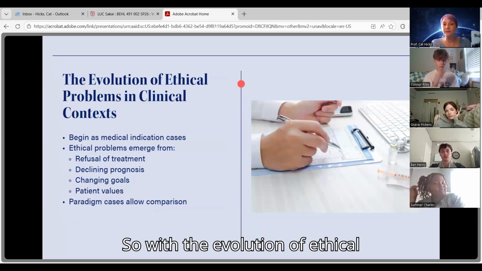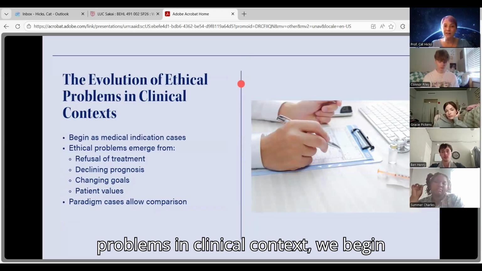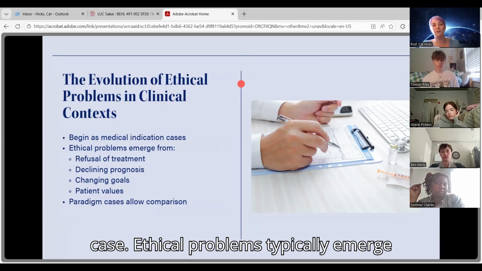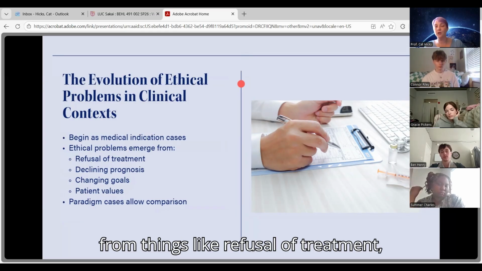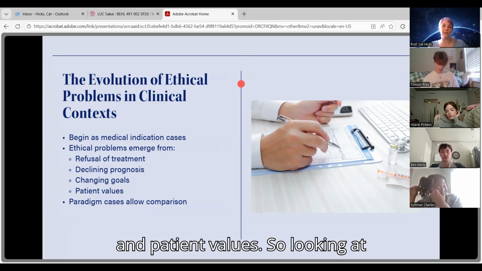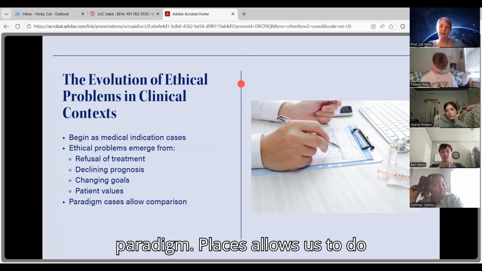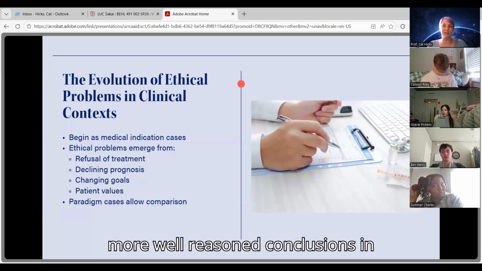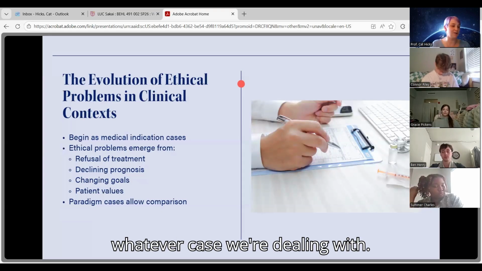So with the evolution of ethical problems in clinical contexts, we begin with the medical indications of the case. Ethical problems typically emerge from things like refusal of treatment, declining prognosis, a changing of goals, and patient values. So looking at paradigm cases allows us to do reasoned comparisons in order to reach more well-reasoned conclusions in whatever case we're dealing with.